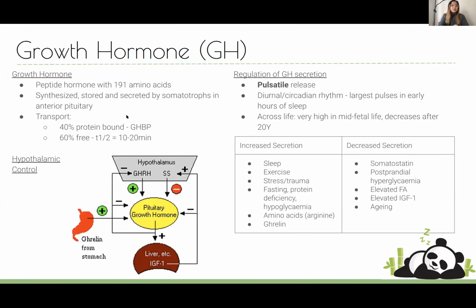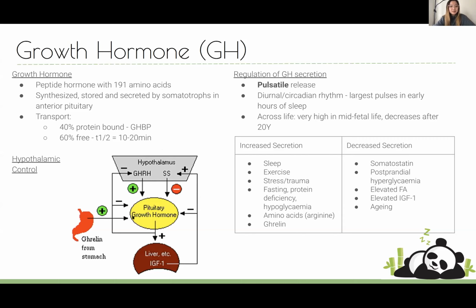So growth hormone, it's a peptide hormone with 191 amino acids. You think you don't have to know these, but I think we actually had an example, like an exam question where they're like, how many amino acids in this hormone? So I put it in there. I wouldn't personally learn it. It's mainly transported freely, but it's 40% protein bound to growth hormone binding protein, GHBP.